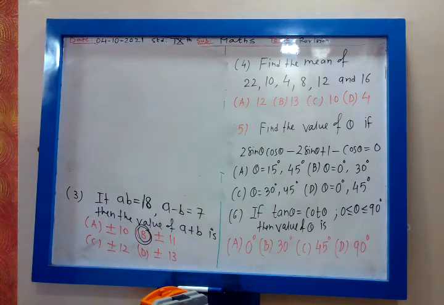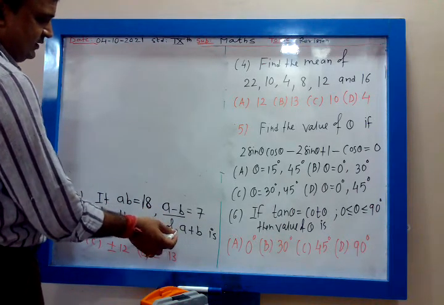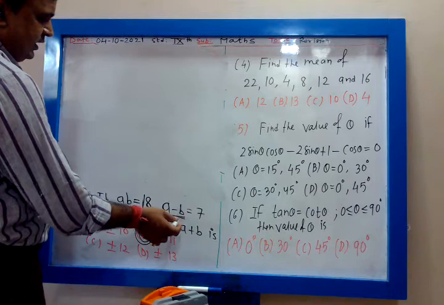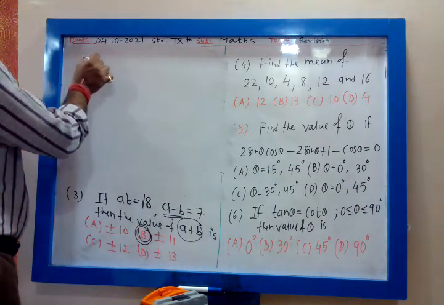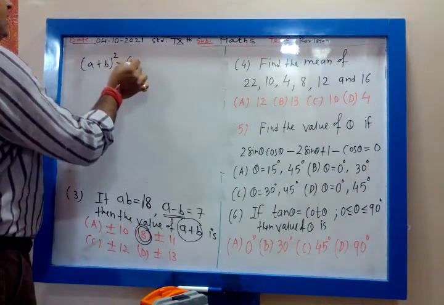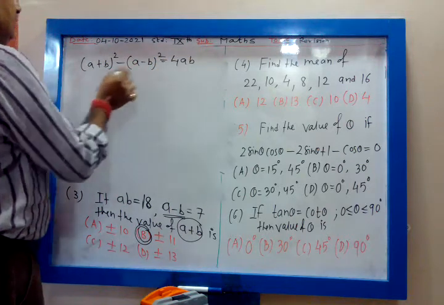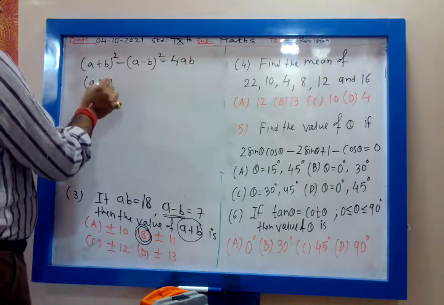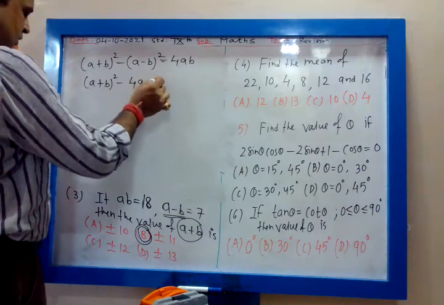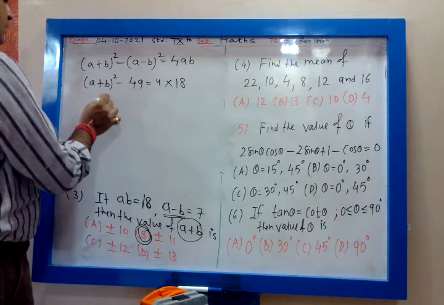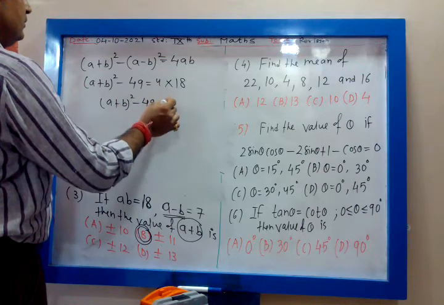So which formula you have applied? You are given A minus B and you want to find A plus B. So use the direct formula. A plus B whole square minus A minus B whole square is equal to 4AB. A plus B we have to find. A minus B is given, that is 7. 7 square is 49. 4 into AB, AB is 18. So A plus B whole square minus 49 is equal to 72.